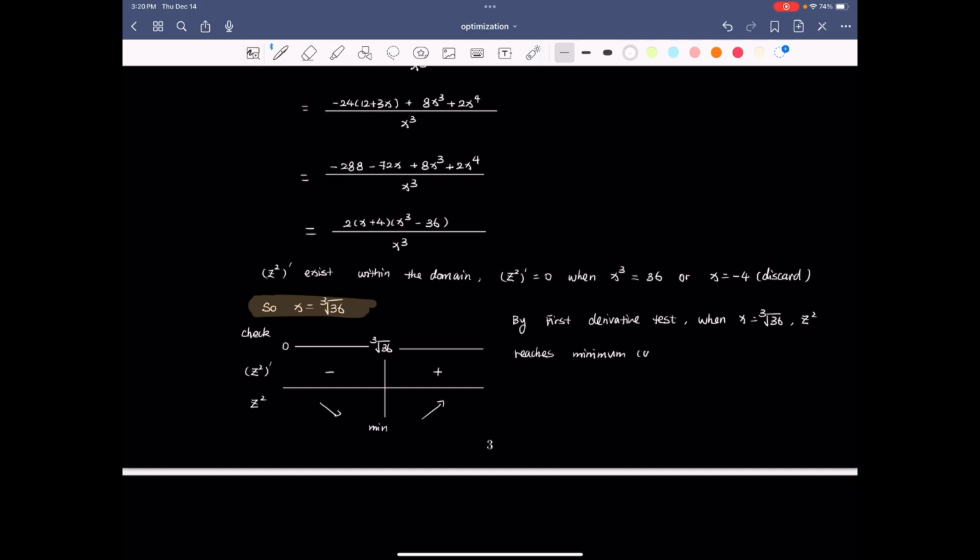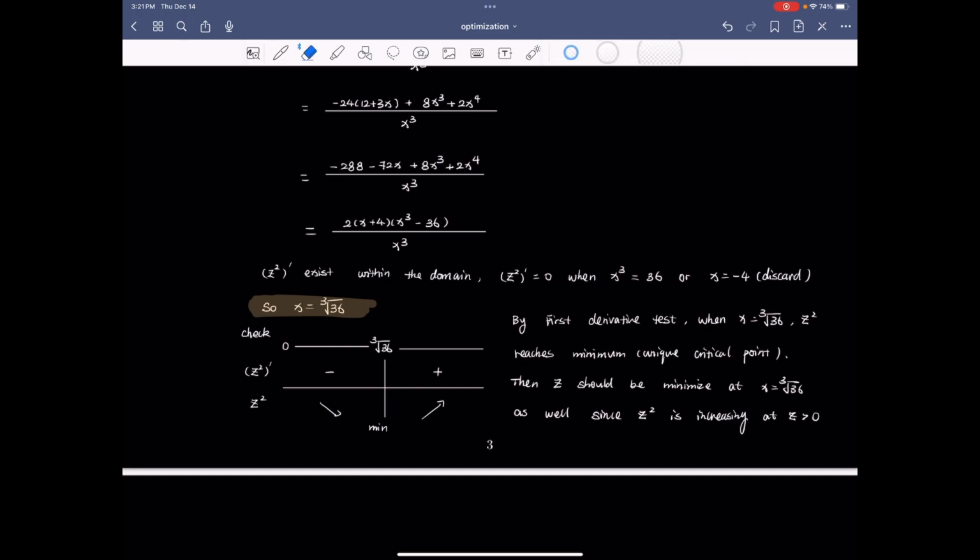This is the absolute minimum because we have a unique critical point and no endpoint, right? So then z should be minimized at x equals the cube root of 36 as well, since the square is increasing at z positive, my bad, at z greater than 0.